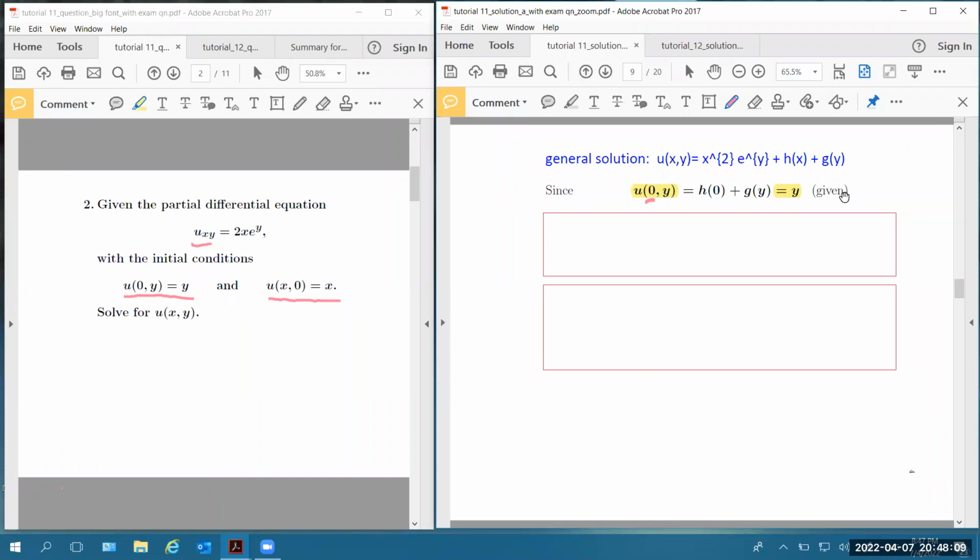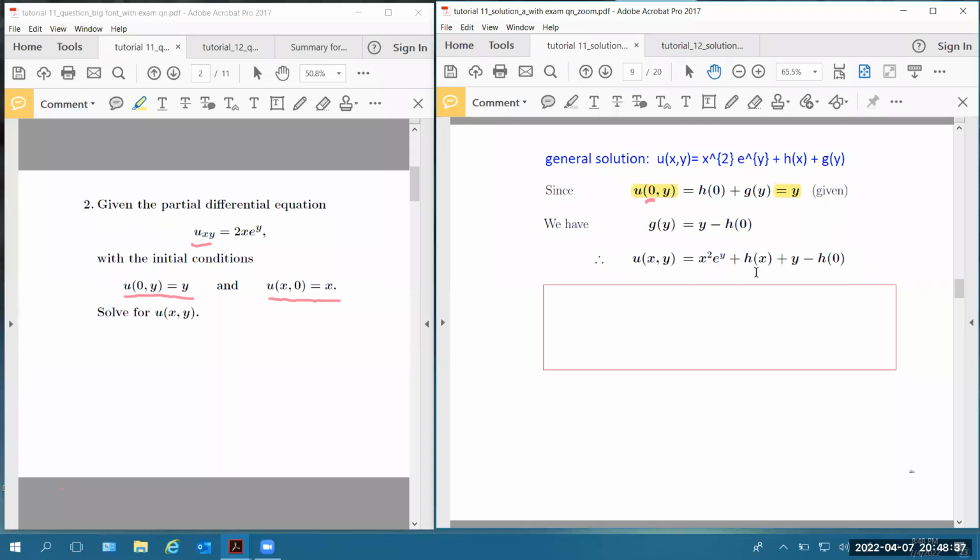Okay, so from here, straight away, you can find your g(y). You see, straight away you can get your g(y). That's good. So what you do is, this g(y), you substitute into your general solution. Once you substitute in, your g(y) becomes this, y minus h0. So at least here, you don't see g(y) anymore.